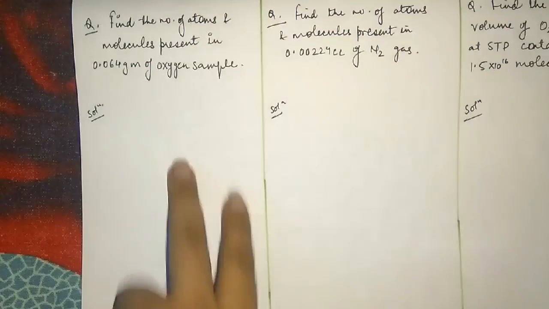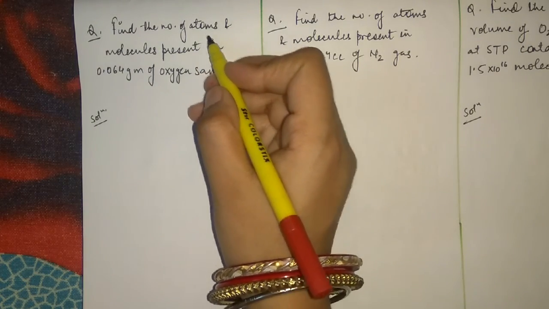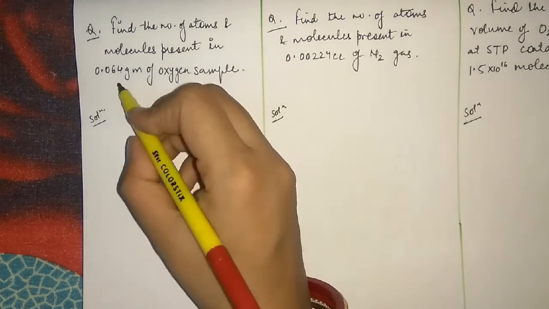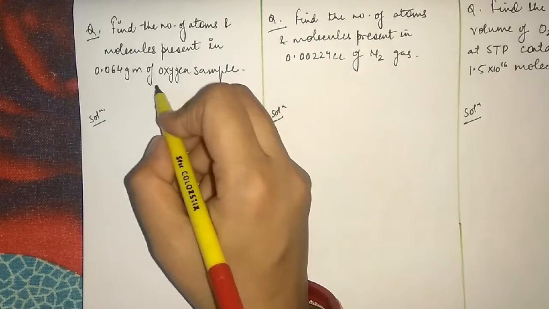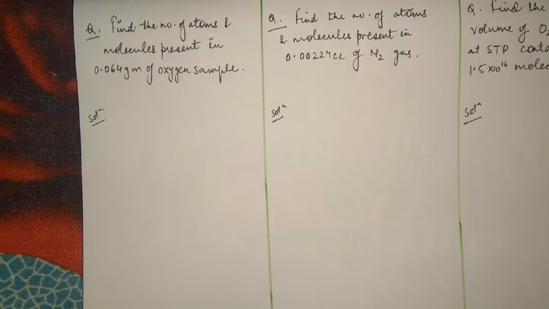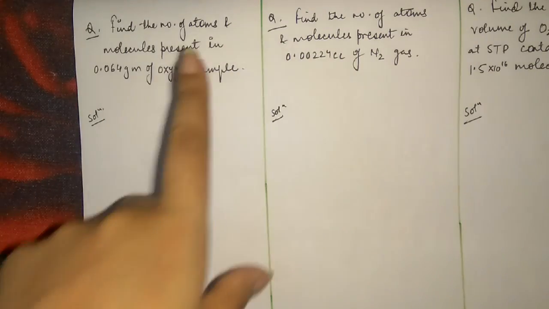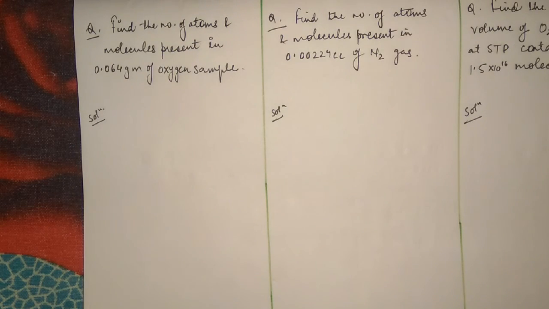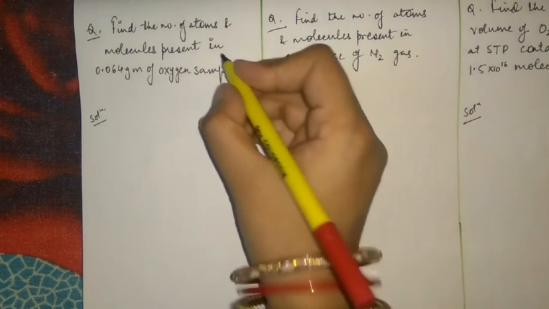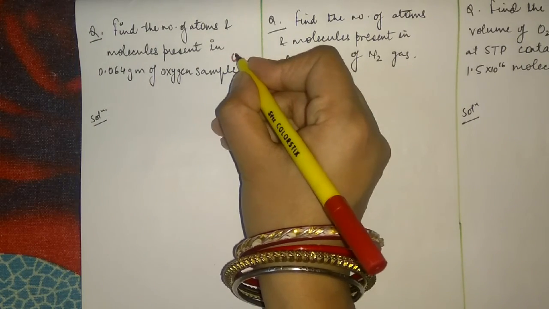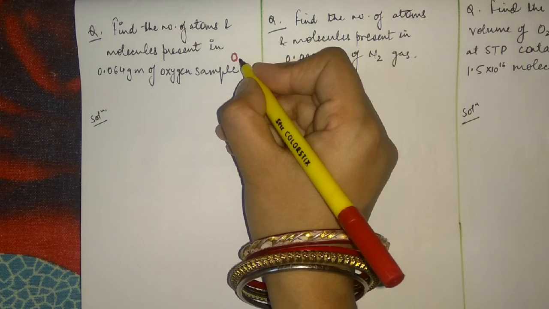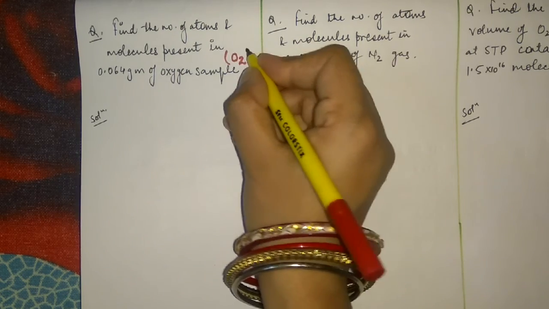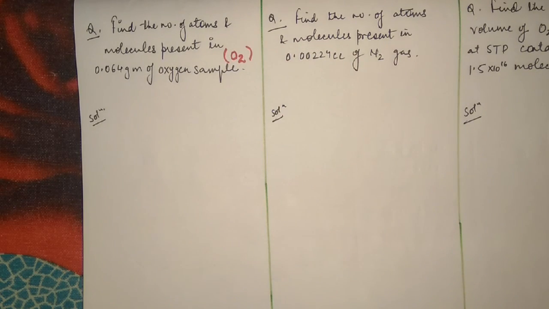Now, the first question. Find the number of atoms and molecules present in 0.064 grams of oxygen sample. Clear? You have to calculate the number of atoms and also the number of molecules. Why molecule? Because when they write oxygen sample, that does not mean a single atom of oxygen. It means O2. Oxygen is always present as O2. Yes or no? So you have to consider it as O2.